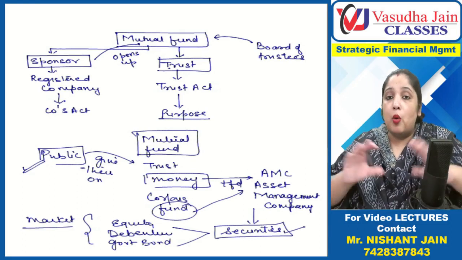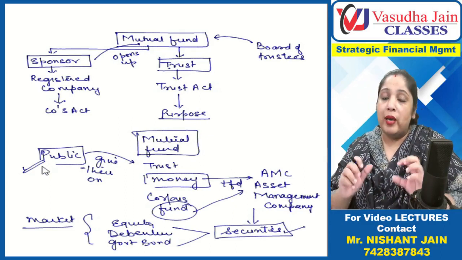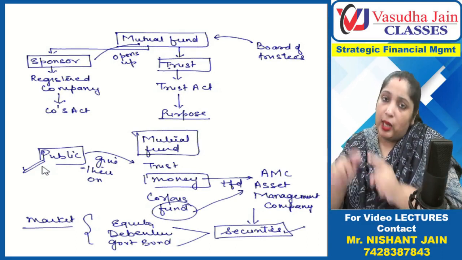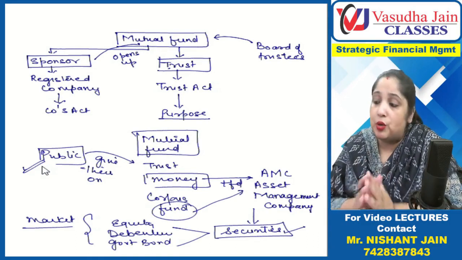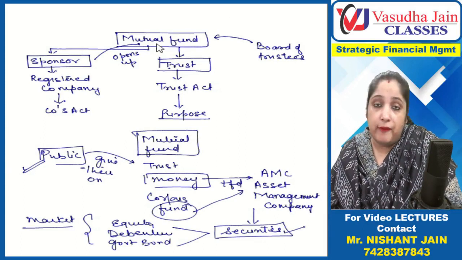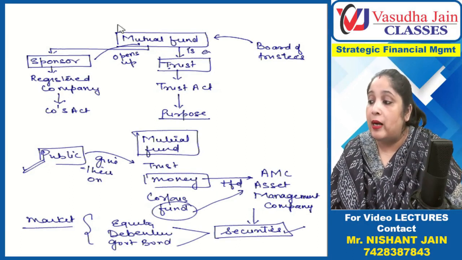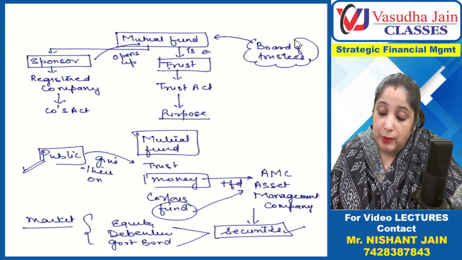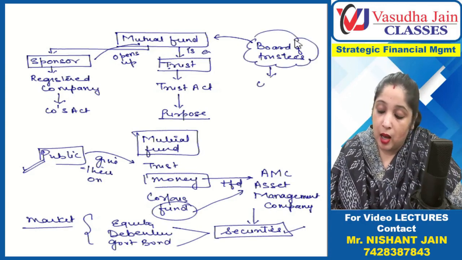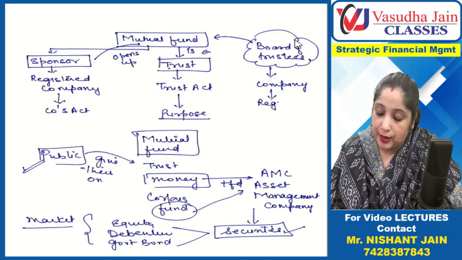Now, what is the role of different parties? See, one party is your public, who gives its hard earned money on the basis of trust to a trust, that is a mutual fund. Mutual fund itself is a trust which is created under Trust Act. Mutual fund is managed by Board of Trustees. Board of Trustees can sometimes be a company also, registered under Companies Act.